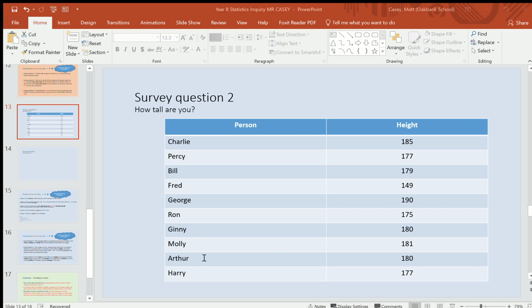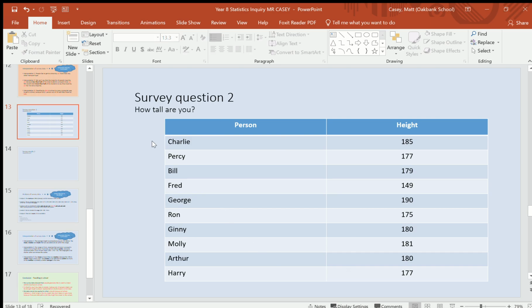Now, I've got the example here. It's numerical continuous because it could be like 180.3 or 180.35, and you can really go into millions of decimal places. And you can't do that with numerical discrete. So height is numerical continuous. And I went and surveyed some people and they've told me their height.